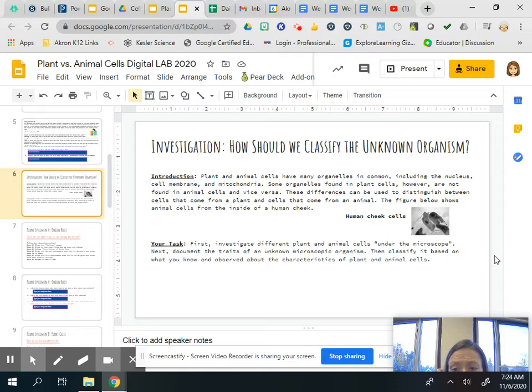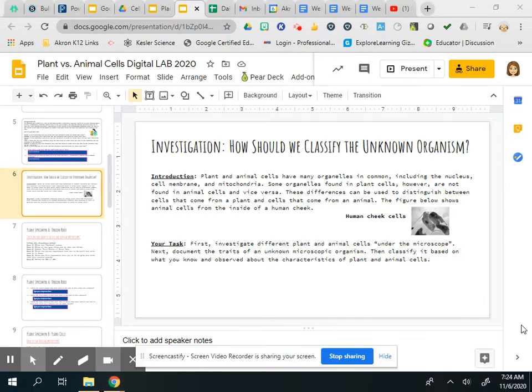All right, so now we're going to move on to our investigation. And the introduction here says plant and animal cells have many organelles in common, including the nucleus, the cell membrane, the mitochondria. Some organelles found in plant cells, however, are not found in animal cells, and vice versa. These differences can be used to distinguish between cells that come from plant cells and animal cells. The figure below shows animal cells from the inside of the human cheek.